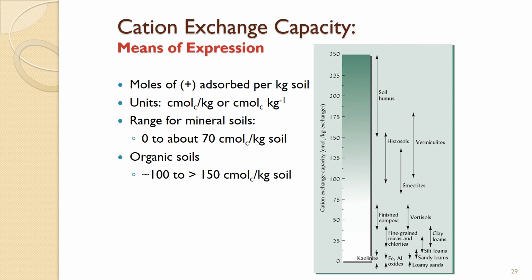Cation exchange capacity is a means of expression. We express it as moles of positively charged adsorbed material per kilogram of soil. So these units are centimoles charged per kilogram or centimoles charged per kilogram -1, depending on how you want to write it. Those mean the same thing. The range for most mineral soils is 0 to about 70 centimoles charged per kilogram soil, and in organic soils it's significantly higher, from 100 to greater than 150 centimoles charged per kilogram soil, because of all those functional groups. I mean, it's just crazy how much they can pack into them.